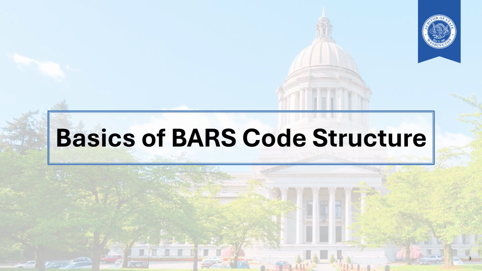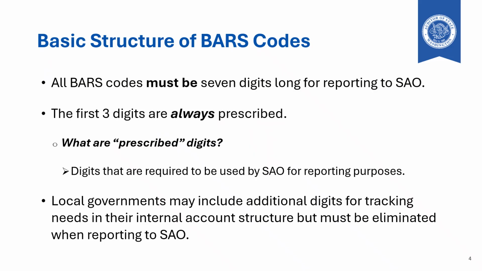We'll start off with the basics of BARS code structure. One of the most important things to remember about the basic structure of BARS codes is that all BARS codes must be 7 digits long for reporting to the State Auditor's Office. When we break it down further, the first 3 digits are always prescribed. But what does that mean exactly? Prescribed digits are required to be used by SAO for reporting purposes. So that means that those first 3 digits on all BARS codes are prescribed for specific uses and are required to be used for reporting purposes.